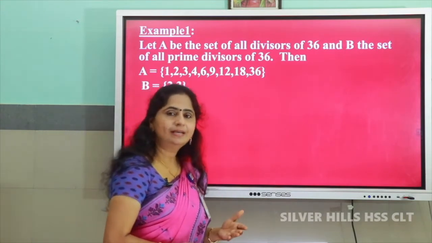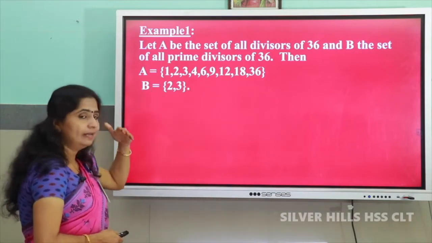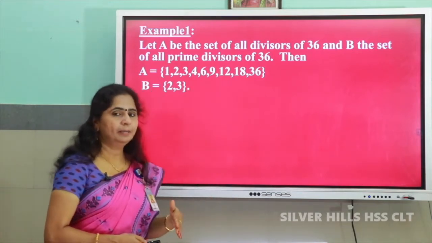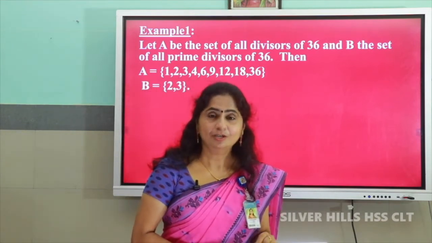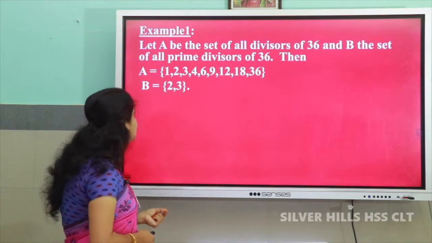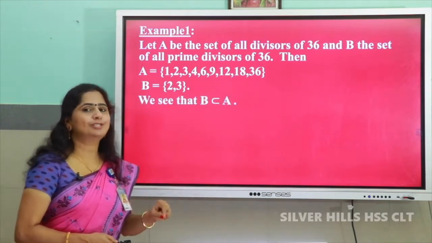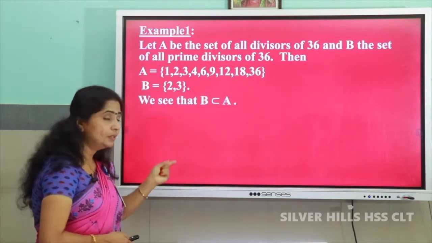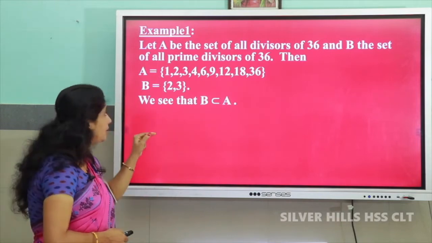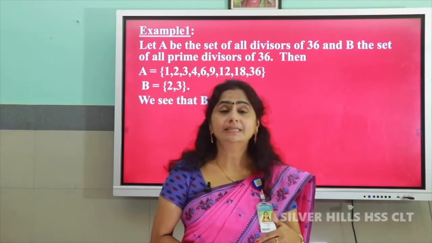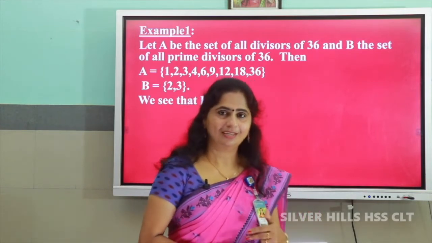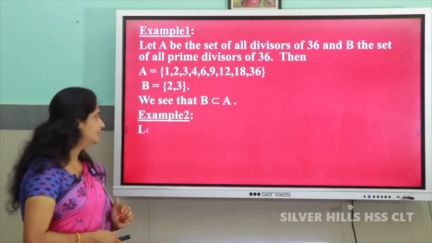Now, what do we see? The elements in A are not fully in B, but the elements of B are fully present in the set A. So in this, what can we say? B is the subset of A, as 2 is in B, 2 is in A, 3 is in B, 3 is in A. So we say that B is the subset of A. Let us go to the next example.